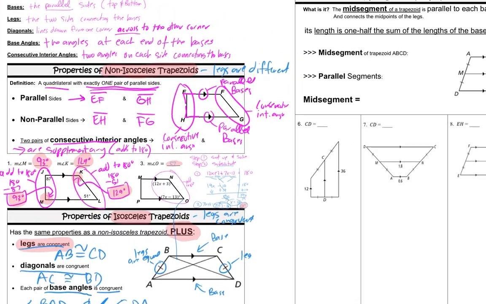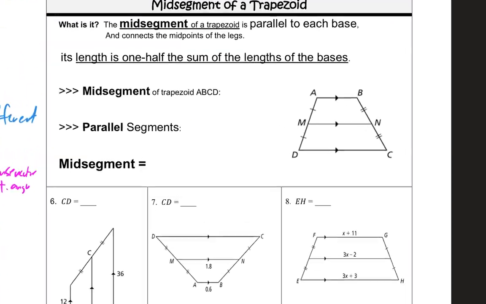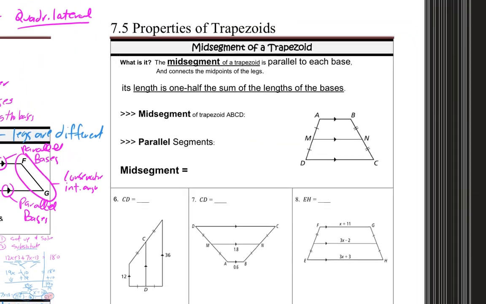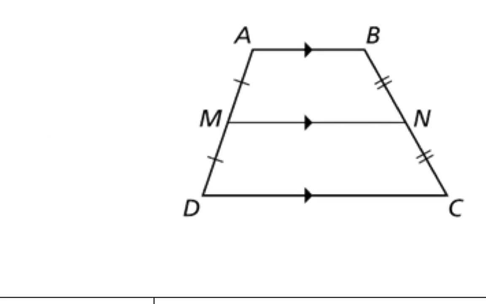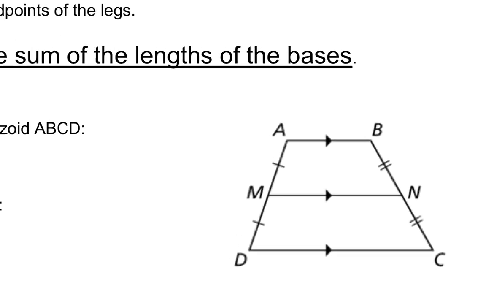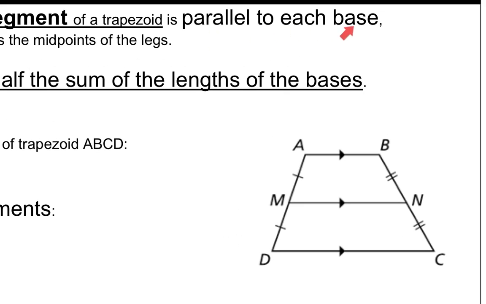All right, so next, let's get into the mid-segment of a trapezoid. This is the main part where we do our calculations. The mid-segment is similar to the mid-segment of a triangle. The mid-segment of a trapezoid is parallel to each base and connects the midpoints of the legs. So, parallel to each base, right?